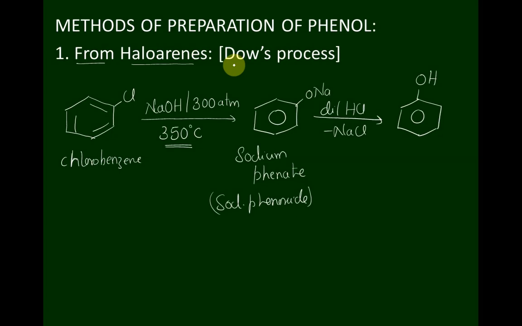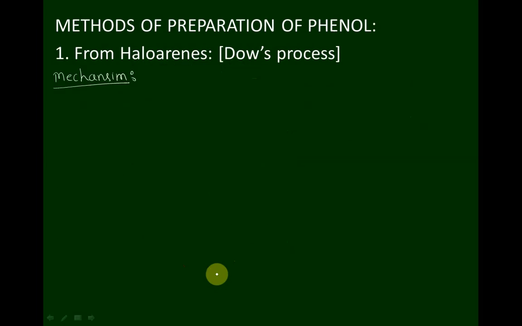This method is also called Dow's process. It is an important industrial method of preparation of phenol. To prepare phenol on a large scale we use Dow's process because it is an industrial method of preparation of phenol. Please note it down. The mechanism involved in the preparation of phenol from chlorobenzene is like this.